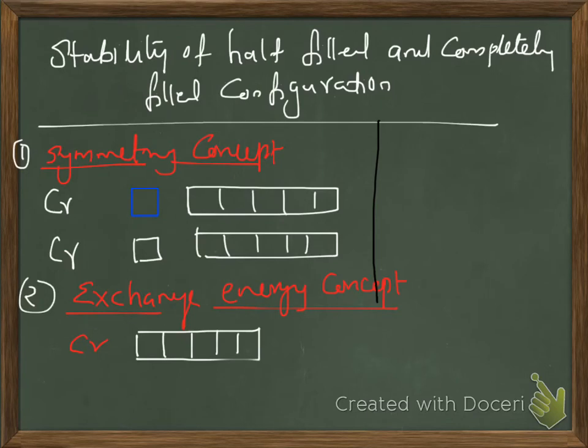Now we have to see the stability of half filled and completely filled configurations. Why are these two configurations considered to be exceptional? It is because of their greater stability. Why are they stable? That concept can be explained using either symmetry or exchange energy. So we can explain the stability of half filled and completely filled orbitals through the symmetry concept.